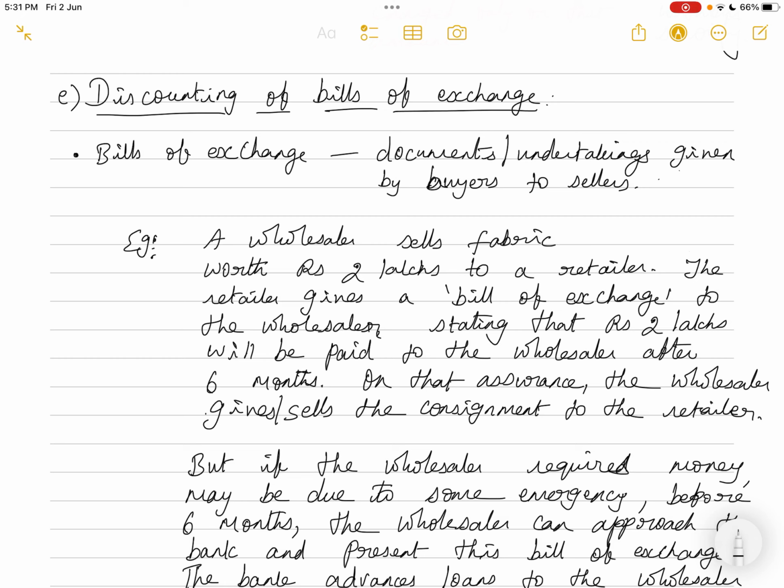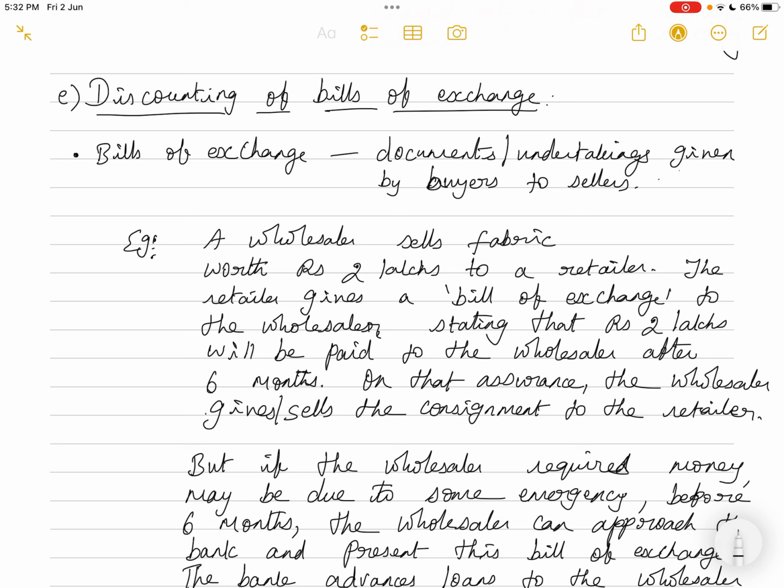Okay, I'm just giving you an example. If I assume that a wholesaler sells fabric worth rupees 2 lakhs to a retailer, the retailer gives a bill of exchange because at this current point of time he doesn't have 2 lakhs to pay, so he's buying on credit basis. So the retailer gives a bill of exchange to the wholesaler stating that rupees 2 lakhs will be paid to the wholesaler after 6 months. This will be clearly mentioned in the bill of exchange.